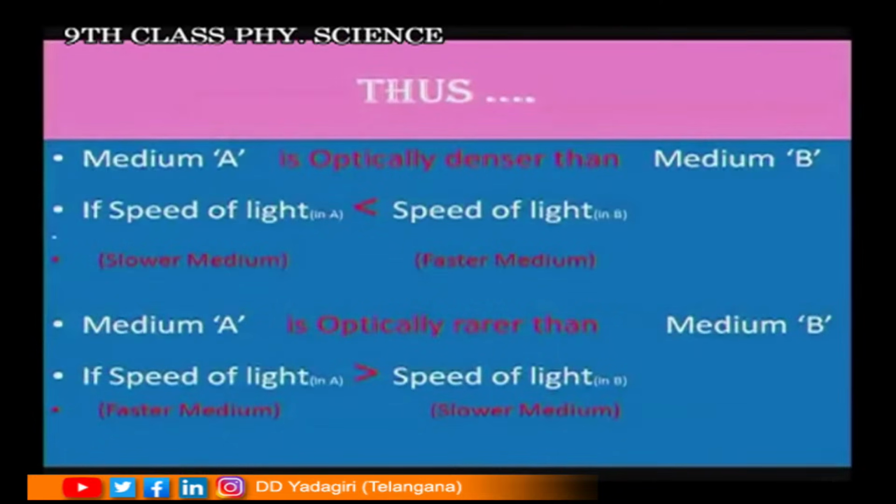Thus, medium A is optically denser than medium B if the speed of light in A is less than the speed of light in B. That is, an optically denser medium is a slower medium. Medium A is said to be optically rarer than medium B if the speed of light in A is greater than the speed of light in B. Thus, medium A, which is optically rarer, is a faster medium.